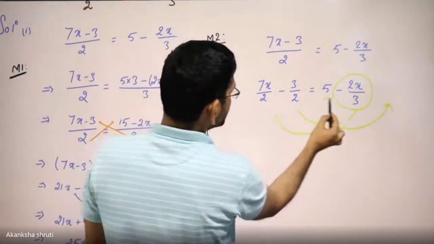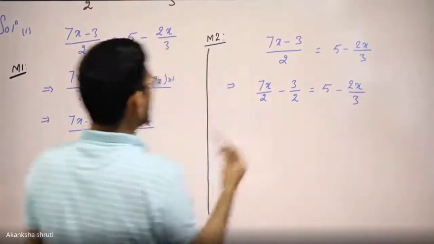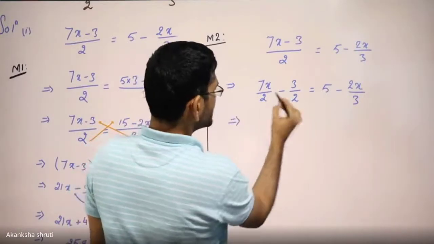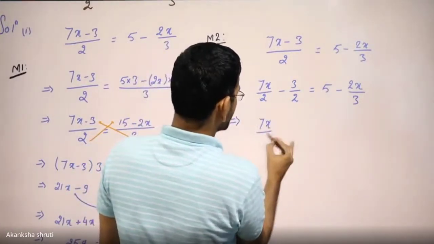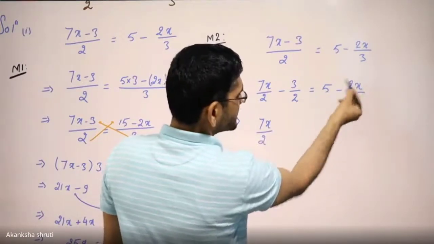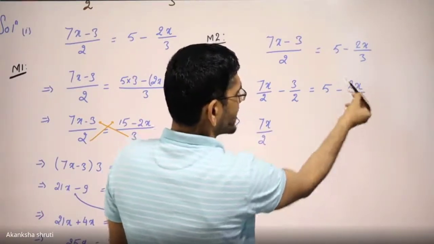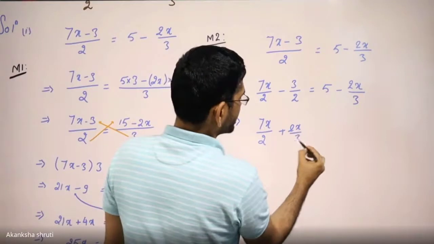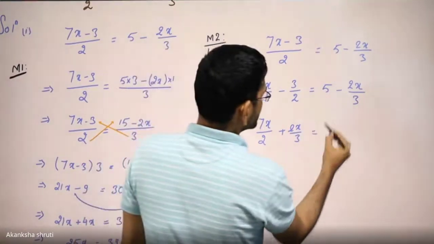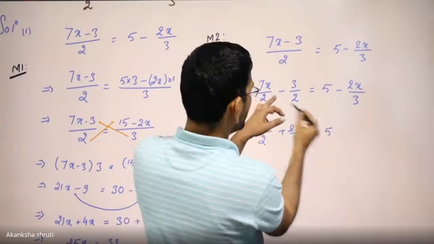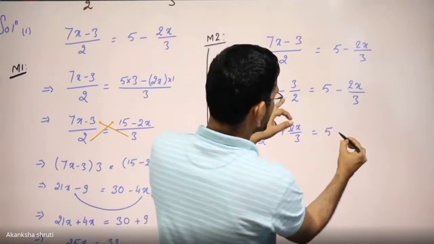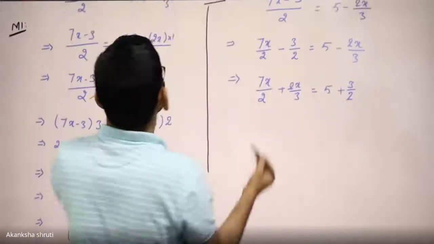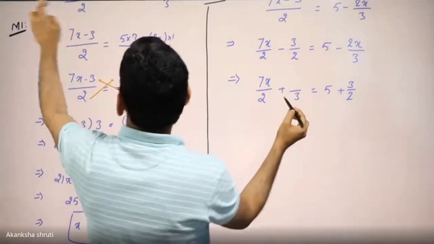So this is the other method. You can apply any of the methods. So let me complete by this second method. So here this 7x by 2, you have to keep it as it is. Bring this other variable containing term from the right hand side to the left hand side. It will turn into plus of 2x by 3 is equals to 5 is already on right hand side. Bring this constant minus 3 by 2 on the right hand side, it becomes plus of 3 by 2. Okay, students? So this thing we have to take care.